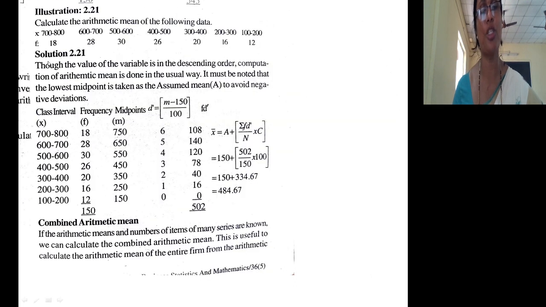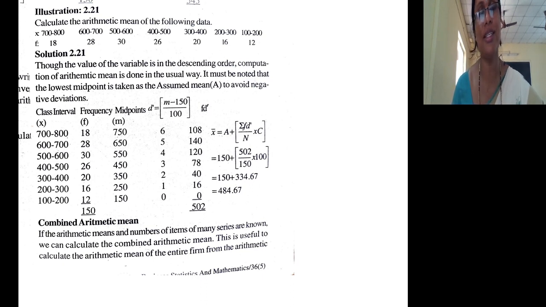Let's look at the next problem. Calculate the arithmetic mean of the following data: 700 to 800, 600 to 700, 500 to 600, 400 to 500, 300 to 400. Here the value of the variable is given in descending order, meaning the lowest value is given at the end and the highest value at the beginning. So you need not reframe the problem. It is not necessary on your part to reframe the problem.